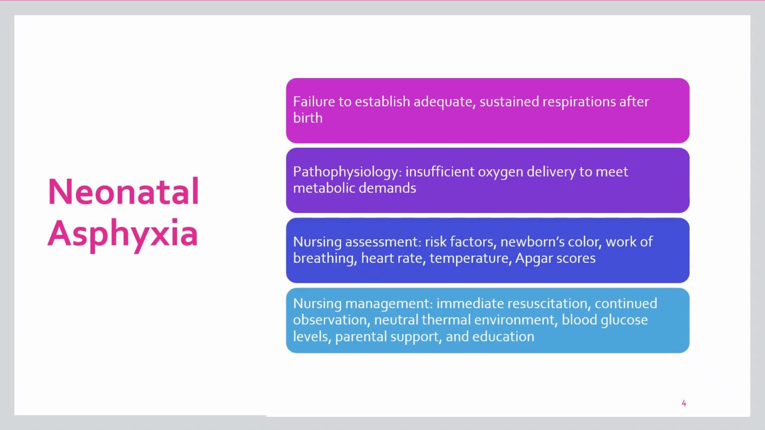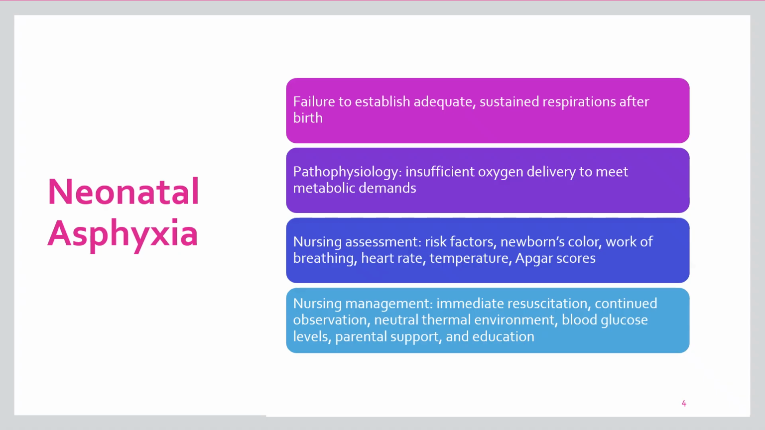So what nursing assessment do we do here? We look for the risk factors, newborn's color, that's part of the Apgar score, work of breathing, that is also part of the Apgar score, whether there is chest retractions or nasal flaring, use of accessory muscles, look for the heart rate, tachycardia, temperature, whether baby is hypothermic, and then the Apgar scores.